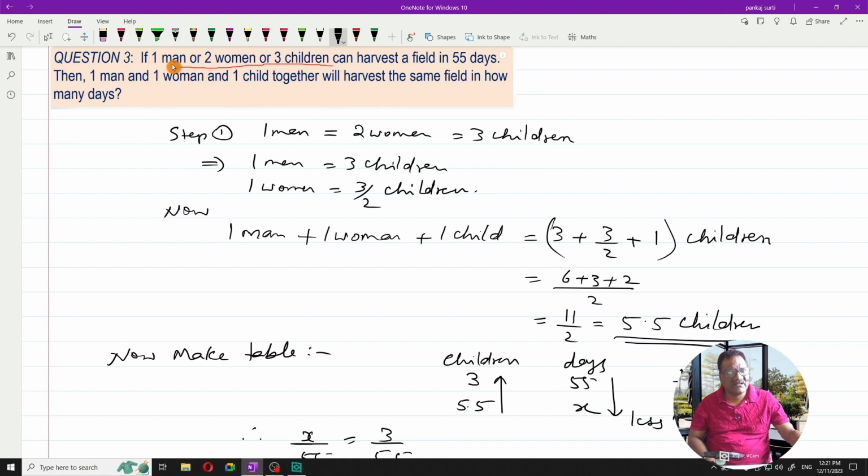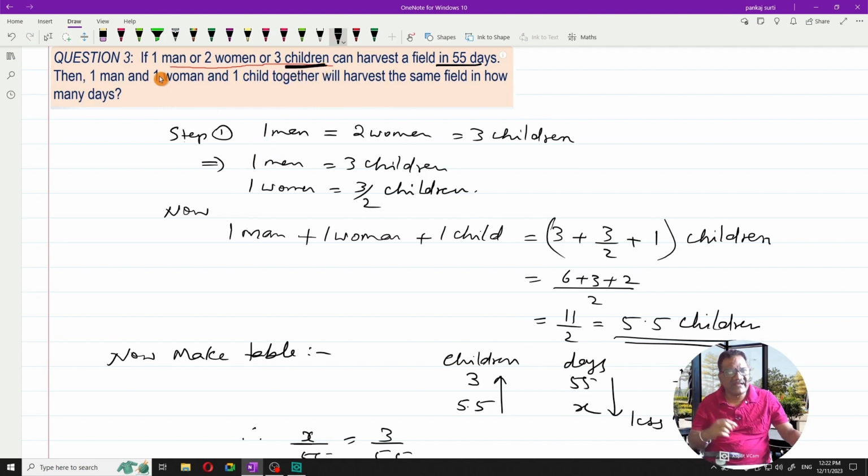Here what he wants to say is one man is equivalent to 2 women, and that is equivalent to 3 children. Either one man you take, or 2 women you take, or 3 children you take, they are going to harvest the field in 55 days. That is what he wants to say. So first what we will do, instead of so many variables, so many quantities, we'll convert this into a single quantity. Let us choose that quantity as children.